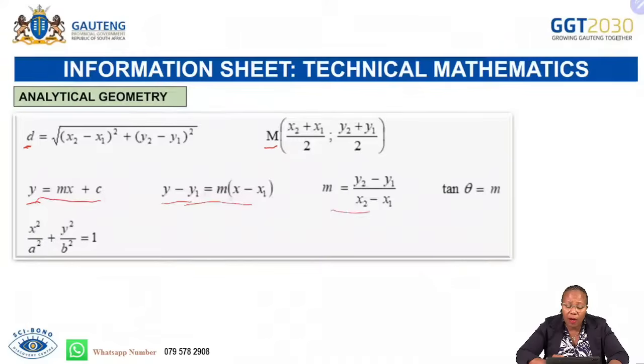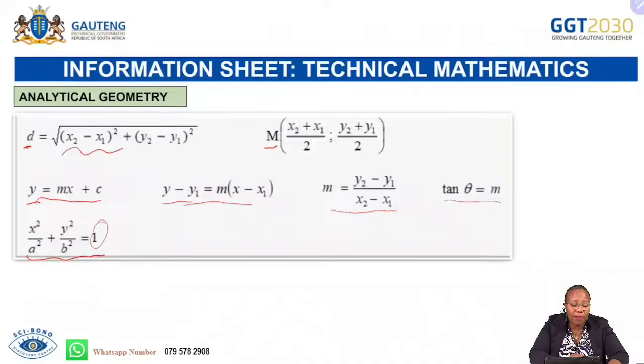And then this is our equation for the gradient of any line, where we have your y2 minus y1 over x2 minus x1. And then now this one is for the angle of inclination, where we are using tan theta is equal to the gradient of the line in reference with. And then now we have the equation of an ellipse. And then this must always be given in the form that it is equals to 1 on the right-hand side, grade 12. Be careful now.